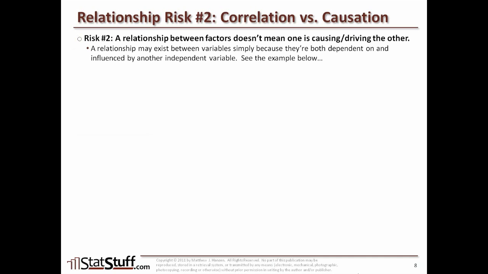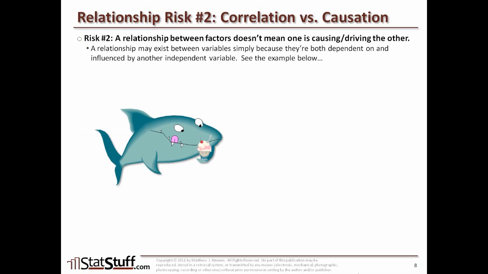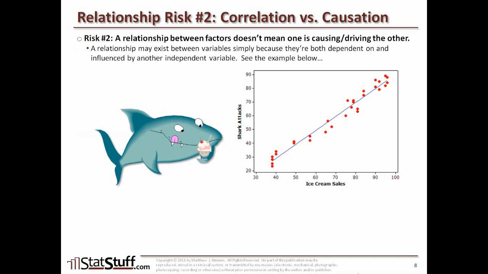So a relationship may exist between variables simply because they're both dependent on, or influenced by, some other independent variable. So let's look at this example. Let's say you've got sharks and ice cream. Well, we could plot out a chart that shows the shark attacks versus ice cream sales. Now, if we didn't know any better, it looks like there's a positive relationship here, where as shark attacks increase, ice cream sales are also increasing at about the same rate.